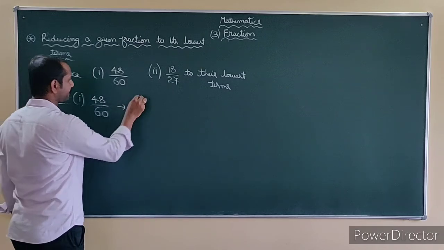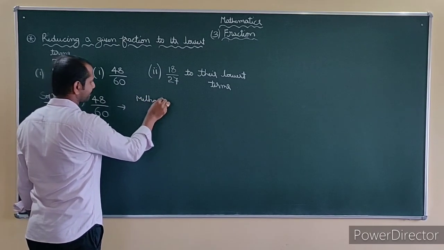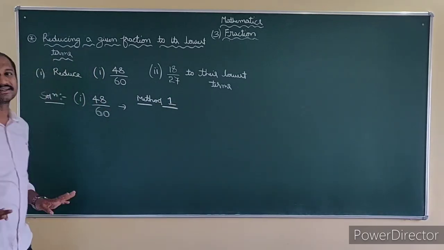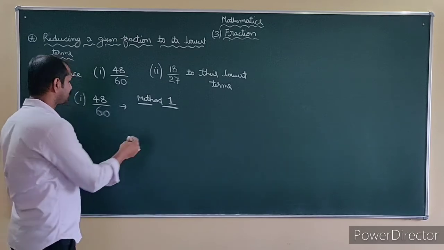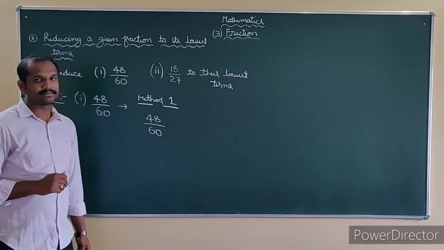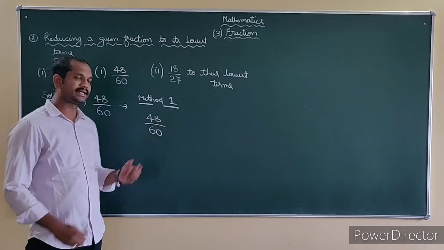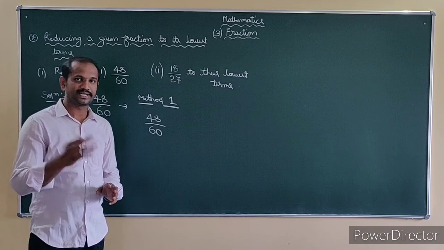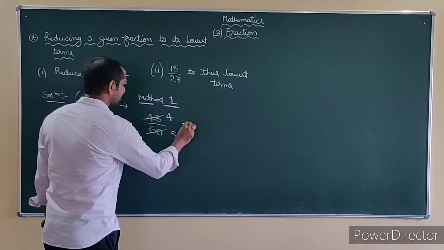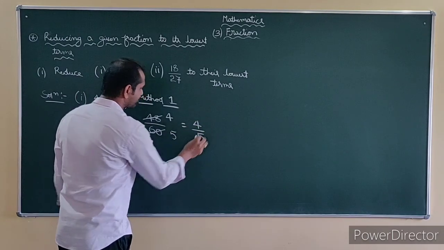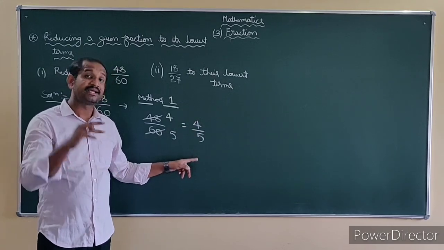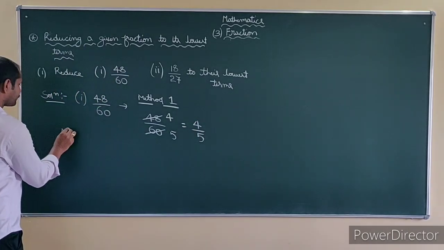This is method 1. What you can do is just cancel from the table, whichever you understand. So we can take 48 by 60. You know tables very well. In which table do 48 and 60 go? 12 table. So 12 4s are 48, 12 5s are 60. Look at here, 4 by 5. 4 by 5 cannot be reduced further. So this is the answer. This is the very simplest way. Otherwise, method 2 we can follow.